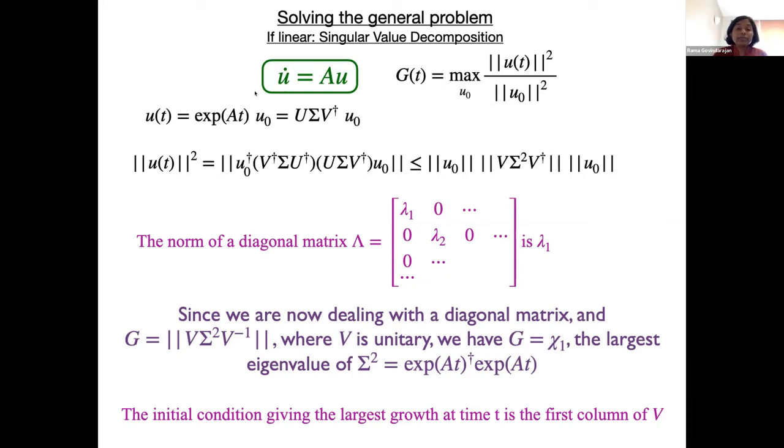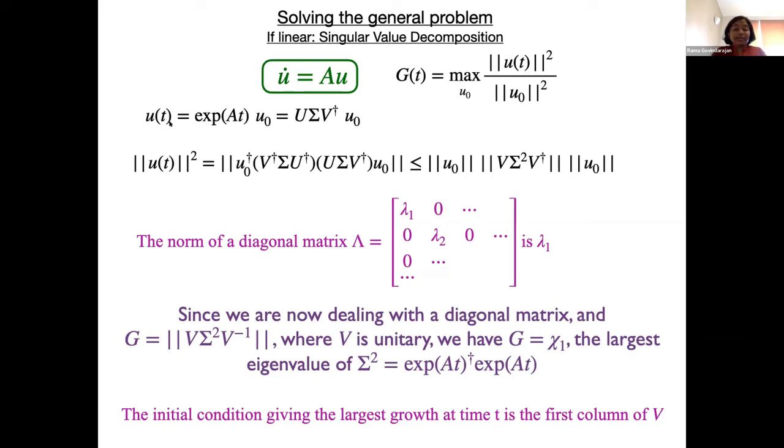So if u dot is Au and A is a constant, it doesn't depend on the perturbation. It depends on the mean flow. So it's a function of space, but not a function of time. If I've discretized it in space, I get this enormous matrix, let's say an M cross N cross L matrix, with space in all three directions. But it's a linear system, so I can immediately write down its solution. The solution is u of t equal to e to the At times u0. Of course, it's a matrix exponential.